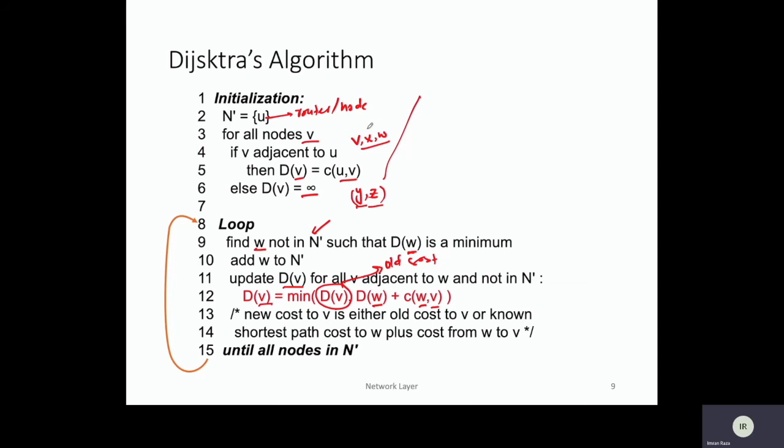So we added X into N, and then we try to calculate the cost to all the other destinations. And then again, we'll keep doing it. We'll keep finding nodes not in N such that the cost to reach that specific destination is minimum, and we'll try to update the cost to reach specific destinations.